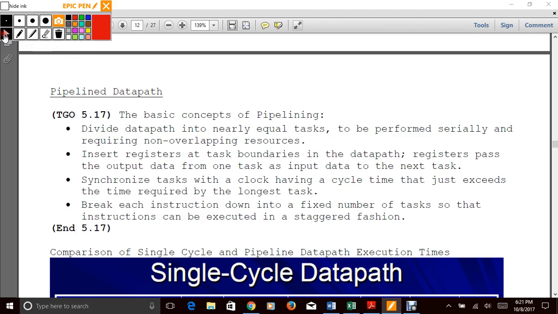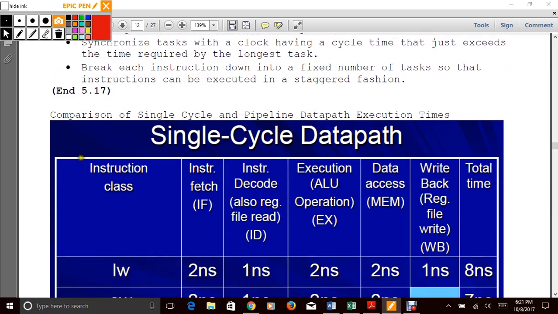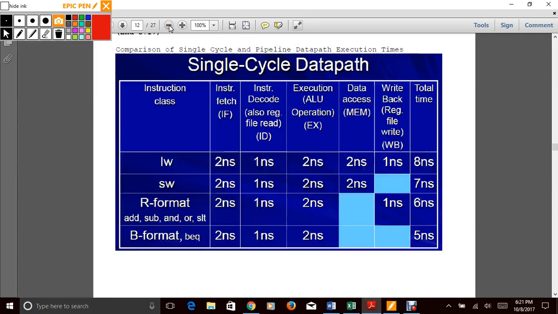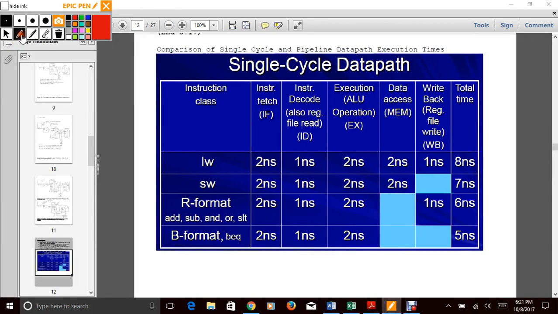So what does this mean? Press pause if you need to write 5.17. Now I'm going to scroll down. Here is this idea of a single cycle data path. I'm going to zoom out a little bit so you can see this whole table.